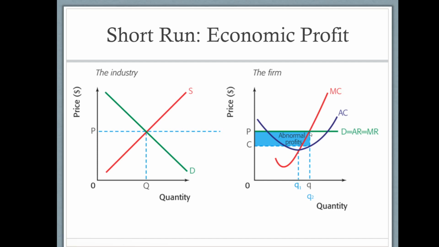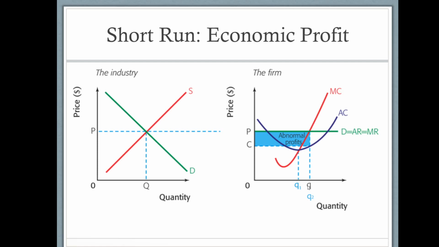If you want to make a profit, then the average revenue, which is the price, should be higher than the average cost at Q. So if your average cost is lower than your average revenue, then you will find an economic profit. Here they call that abnormal profit, but they're the same. That's how you find it.